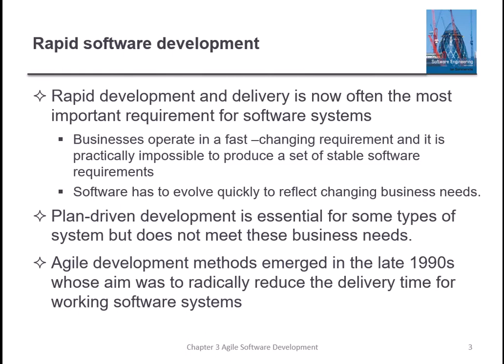Before coming to agile software development, first we see what rapid software development is. Rapid development and delivery is now often the most important requirement for software systems. As the name shows, rapid development and delivery means the development will be quick, and the delivery and deployment will be quick. The process will be quick.